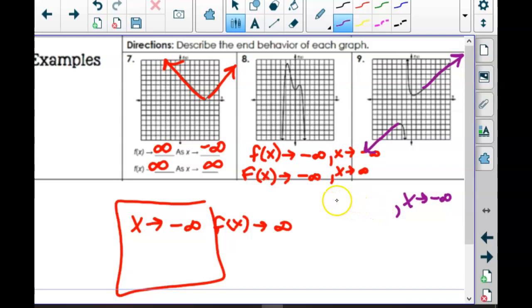And on the left, the y value is doing what? I'm going to be lazy and use y instead of f of x. On the left, the y value was going towards negative infinity, which is down. Somebody give me the other one. Can you do the y first? y approaches infinity because it's going up as x goes towards infinity again, which means right.